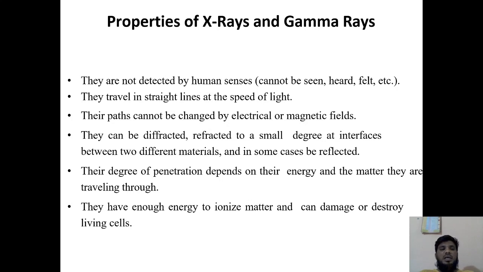penetrated through the material. They have enough energy to ionize a material. That means when a positive ion or a molecule is present in the path of X-rays, they will give the energy to excite the electrons present in the outer shell. Because of this, they can damage or destroy living cells.